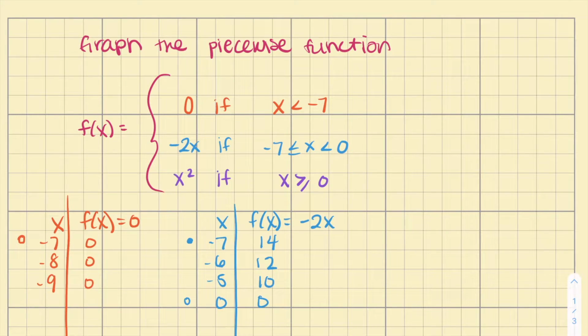And then our last one, x. f(x) = x squared, for anything greater than or equal to 0. So at 0, it's 0. At 1, it's 1. At 2, it's 4. At 3, it's 9, etc. up to infinity. So now let's plot that.